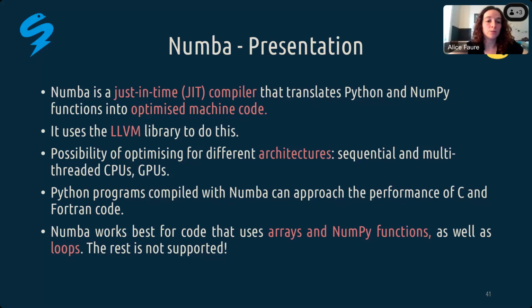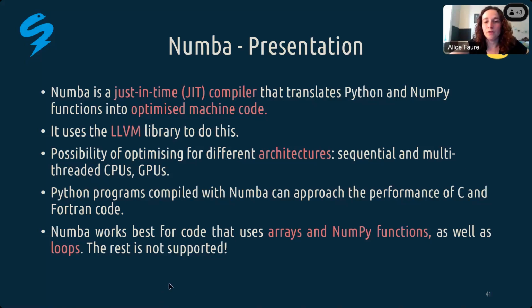With Numba, you can optimize for different architectures: sequential, multi-threaded, CPUs, GPUs. And when you compile with Numba, you can approach the performance of C and Fortran code. However, Numba works best for code that uses arrays and NumPy functions, as well as loops, and the rest is not supported. So you cannot use it with every code.